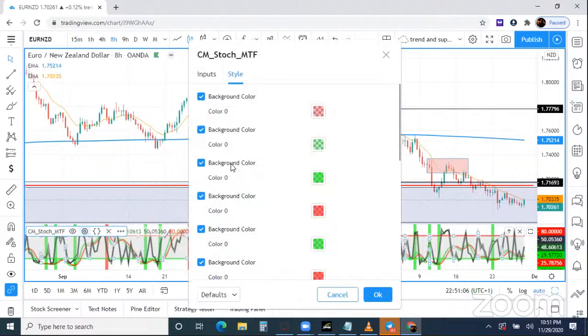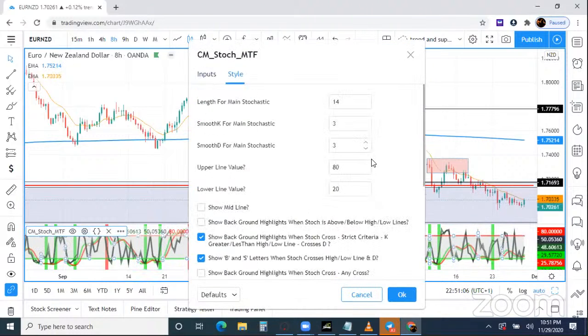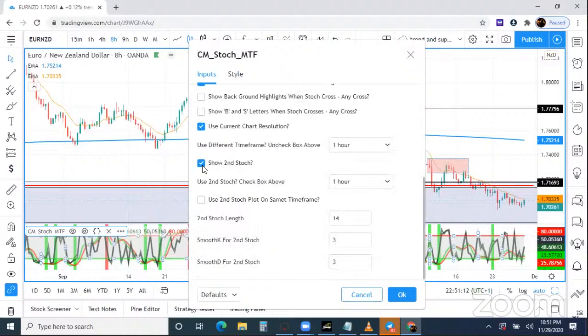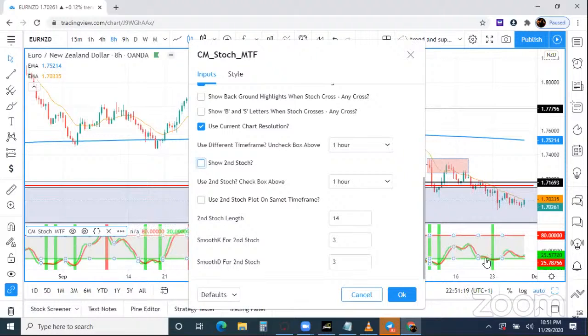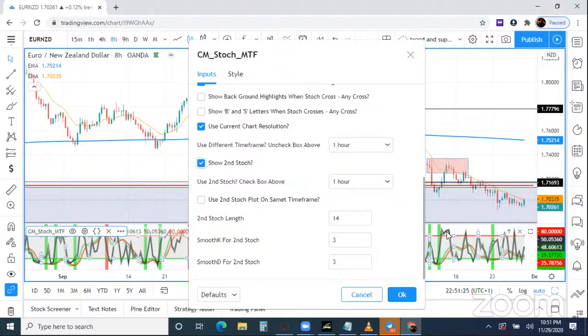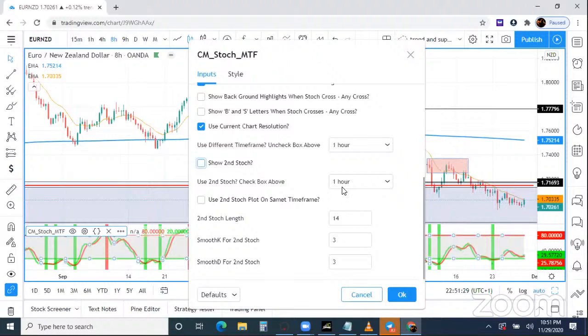And in fact, if you want to see 15 minutes on 1 hour, you can do that here too, right? If you want to show a second stochastic at 15 minutes or a different time frame, if I want only one stochastic, I can uncheck, and now it's showing only one. Notice the change in the background. If I put this, it puts on another stochastic, and I can choose a color that suits you. For most of us, we'll be using just the 1 hour stochastic.